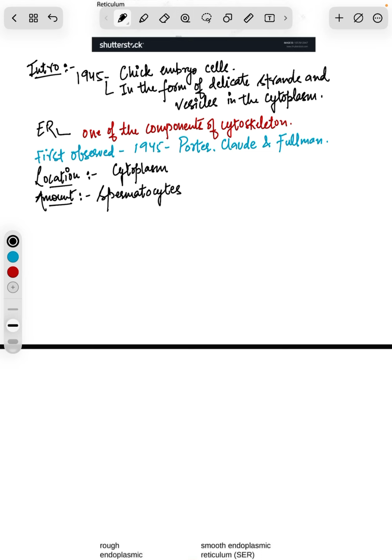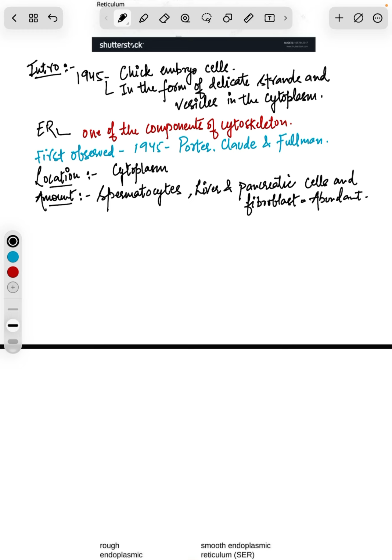Amount wise, these vary in amount from cell to cell. In spermatocytes, it is represented by a few vacuoles only. In the cells of adipose tissue, it is quite simple, having the form of a few tubules. The cells that are actively synthesizing proteins, such as liver, pancreatic and fibroblast cells, have abundant ER because these are synthesizing proteins actively.